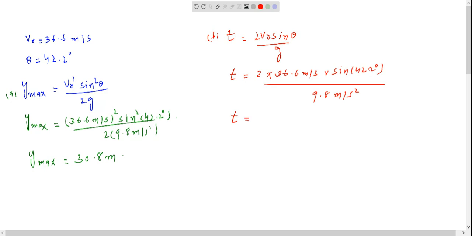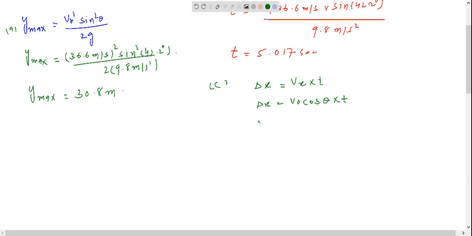Upon simplification, we get T as 5.017 seconds. So to calculate the range of the projectile, we know that it is the horizontal distance, so we can write delta x is equal to Vx multiplied by t, as the horizontal component of the velocity is given as v naught cos theta into time.